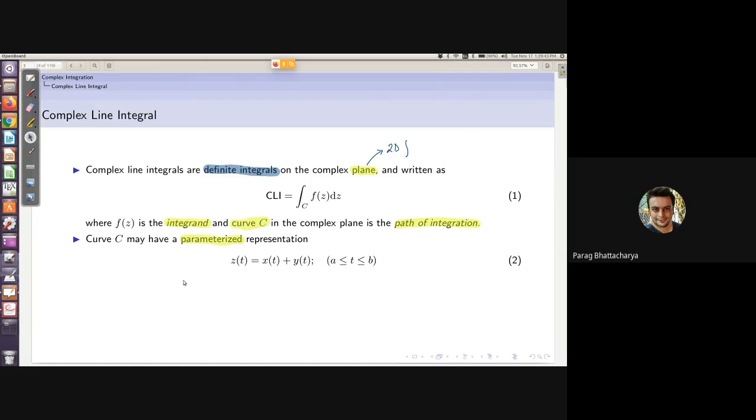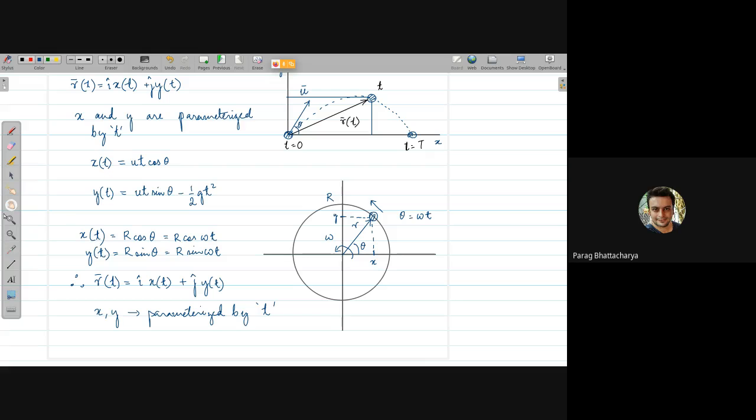So curve C can have a parameterized representation, because after all, curve C is defined on a plane. If it's defined on a plane, that means the curve could have x and y components both. And here in this case, of course, x and y are the real and the imaginary parts. I have made a small mistake here. There should be an i here, i into y of t. Now C has a parameterized representation, and the value of the parameter t lies between a and b, just like here in this case.